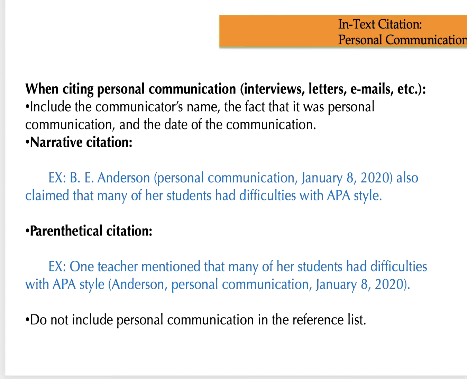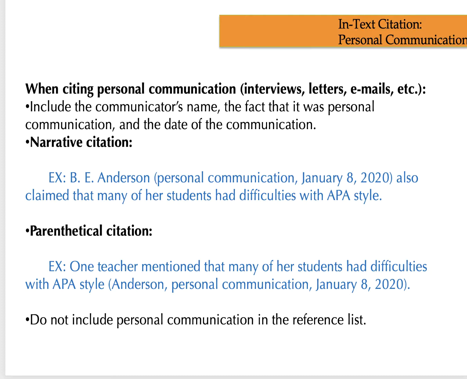So when citing personal communication, interviews, letters, emails, etc., it says include the communicator's name, the fact that it was personal communication, and the date of the communication. It tells you how to do it for a narrative citation. So you're just going to put the first example for narrative. It says personal communication and the date it happened. And for parenthetical, you're just going to put it at the end in parentheses. It's basically very similar, but it goes at the end. But it's interesting to note here that you do not include personal communication in the reference list at the back.